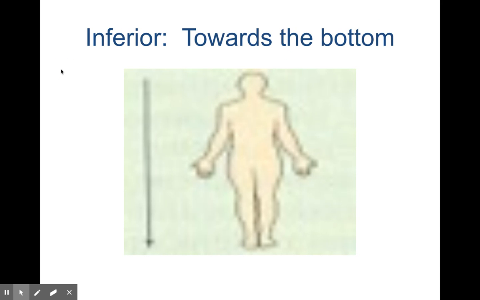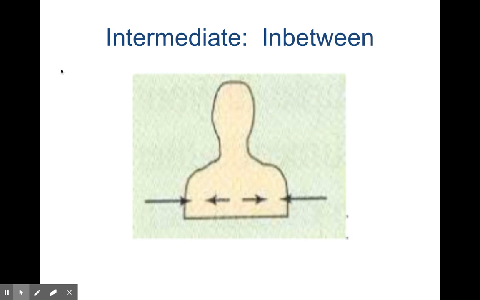Inferior is towards the bottom of the form, so something is below something else. The chin is inferior to the nose. Intermediate is in between two body parts. The nose is intermediate to the eyes. So the nose is directly in between the two eyes.